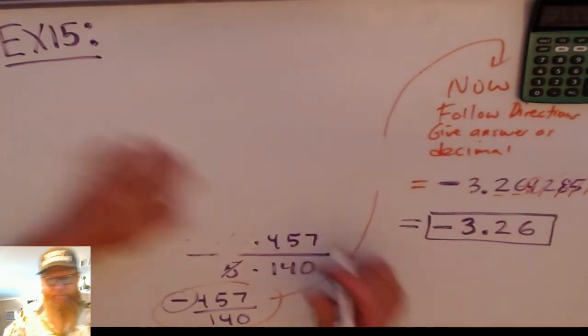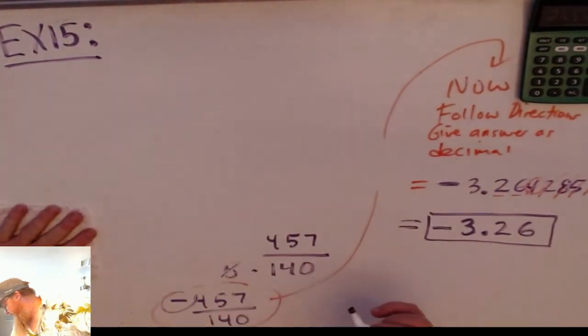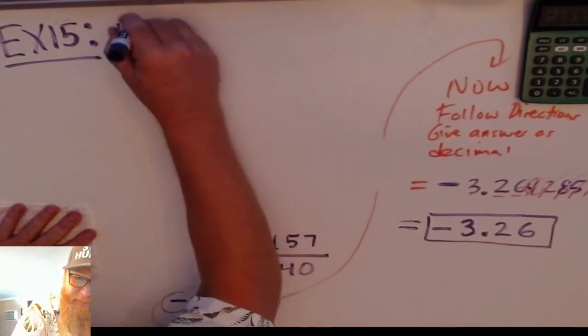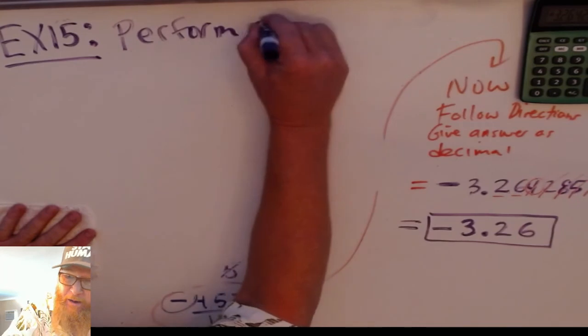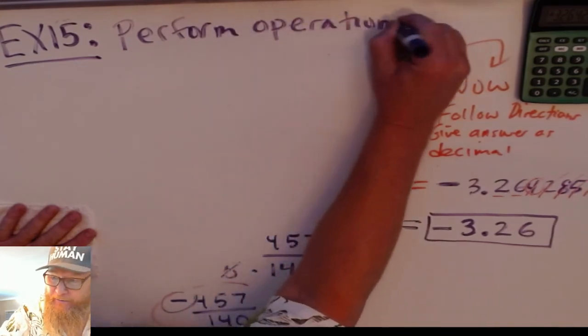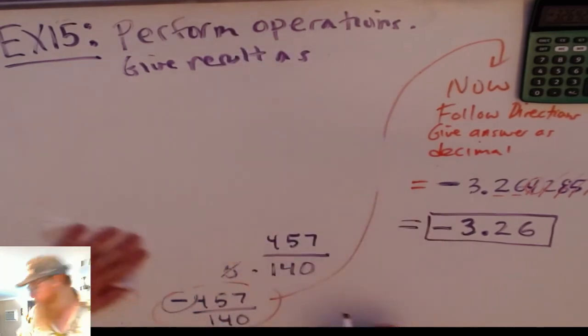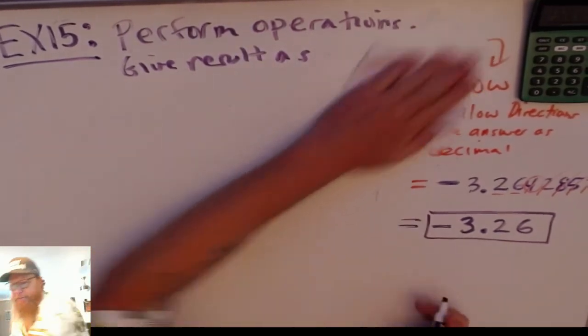All right. So, what does this one say? Perform the operations, give the result as a fraction. Nice. I like to end with that. Perform the operations, give the result as a simplified fraction.